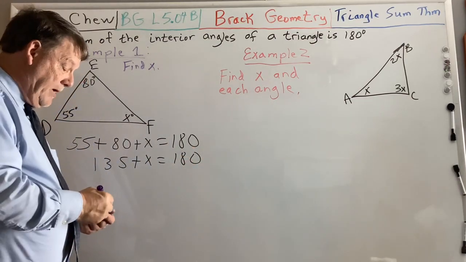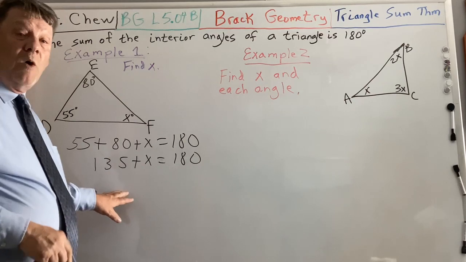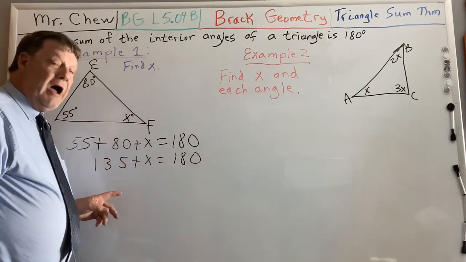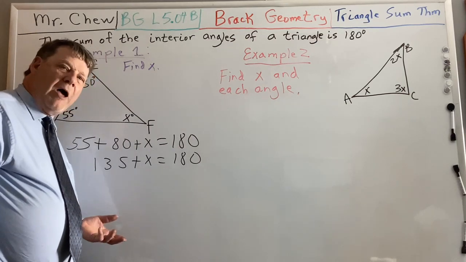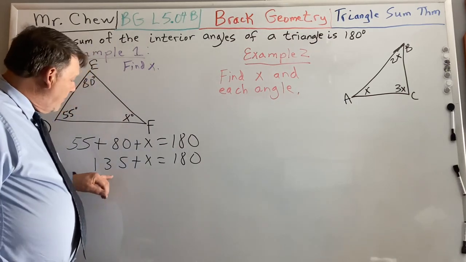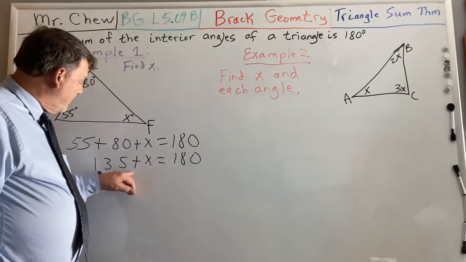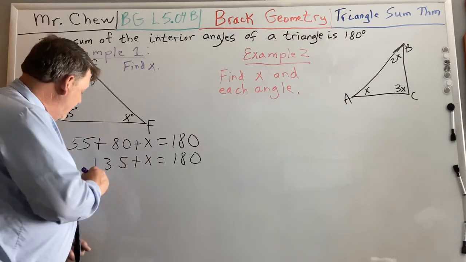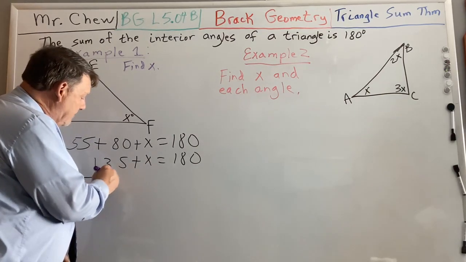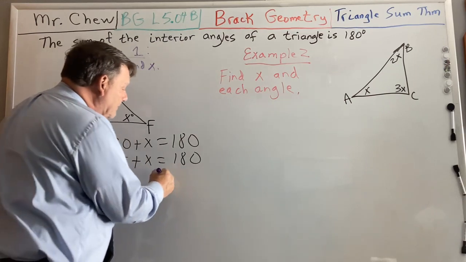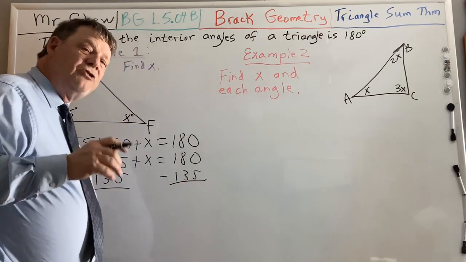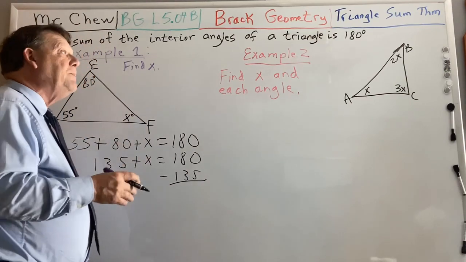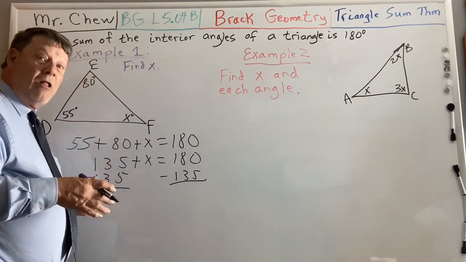Your next step is to solve this one-step equation by using inverse operations. And what does inverse operation mean? It means I'm going to do the opposite or inverse of adding 135. And the opposite of that is subtracting 135. That is called the subtraction property of equality, and you need to be able to list all of those things in a geometry class.